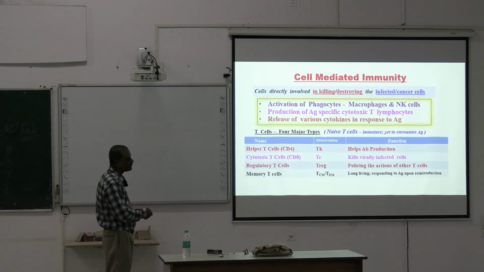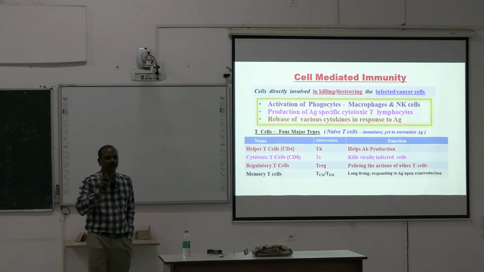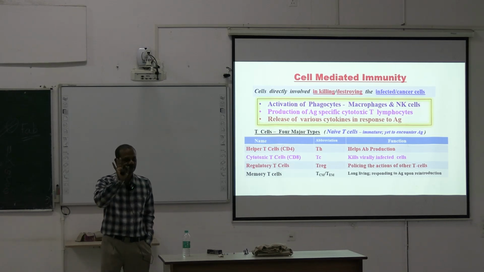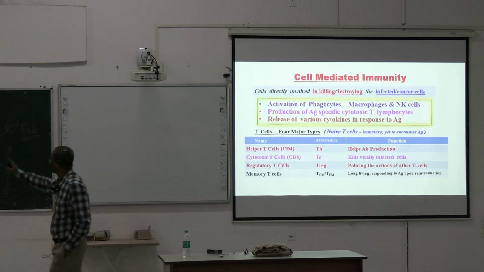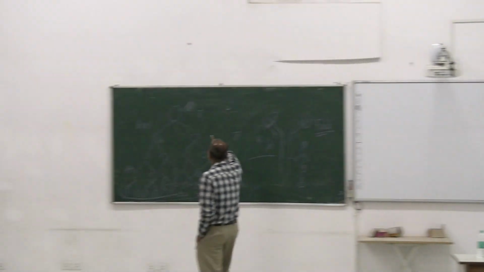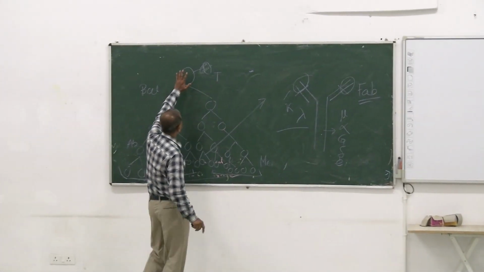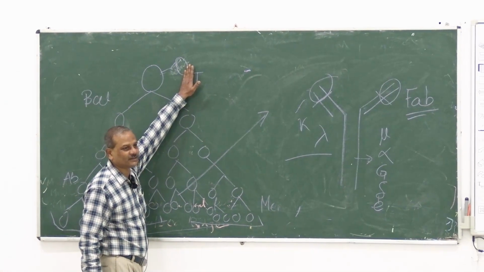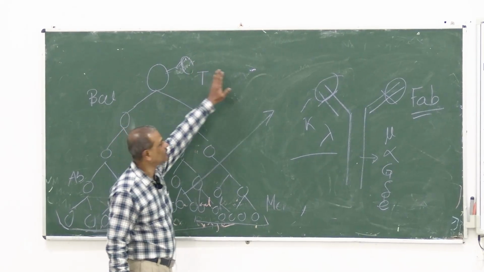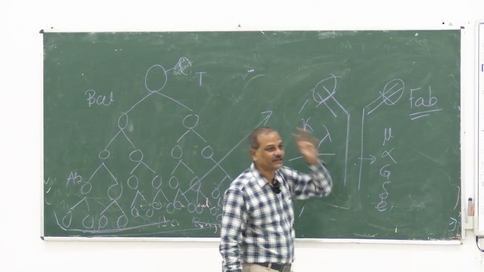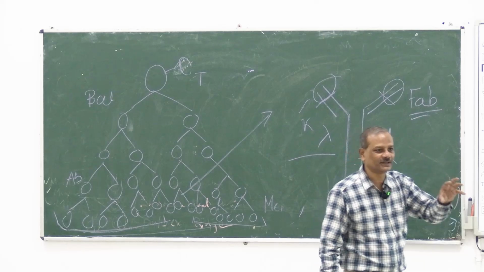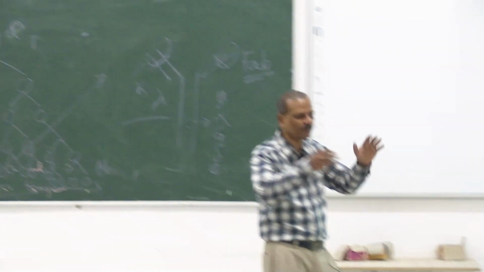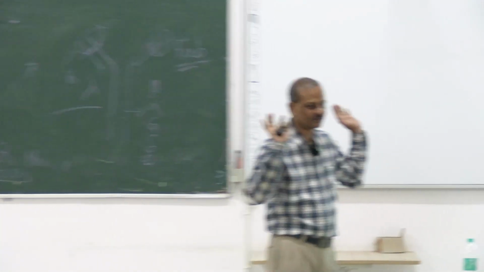T cells, one term that is used is naive T cells. Naive T cells means immature cells that have not been exposed to antigen yet. It is remaining as such, has not encountered any antigen. So in case of naive T cell or naive B cell, it means it has not come into contact with any antigen yet.